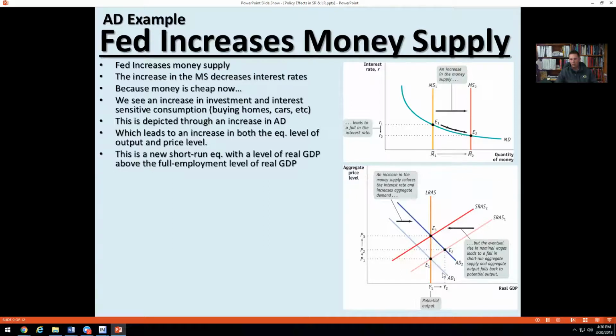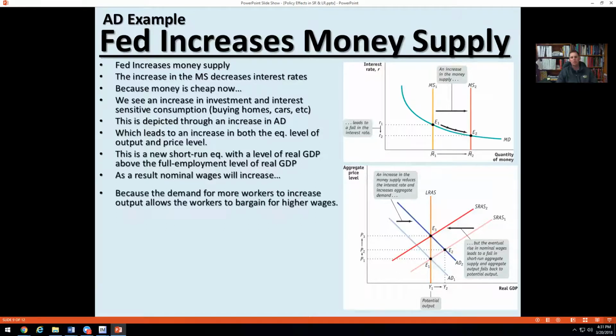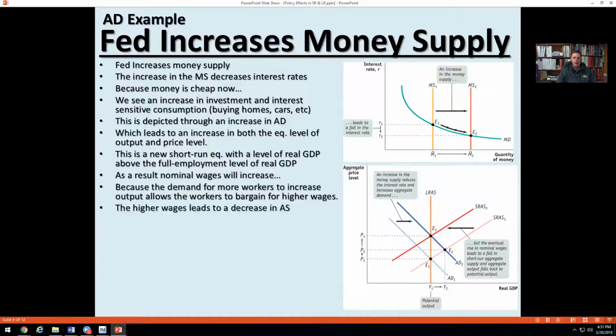This is not sustainable. And so what we're going to see as time goes on, right? Nominal wages will rise, which is going to decrease aggregate supply. That again, just as a repeat, nominal wages will rise because we are now overproducing, and to deal with producing at that level, workers are going to demand higher wages. Right, as it says there, the higher wages lead to a decrease in aggregate supply.